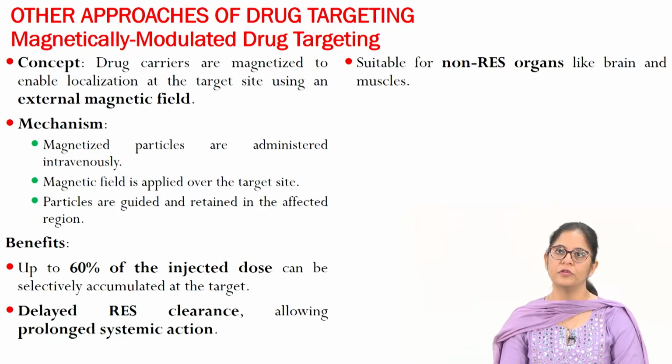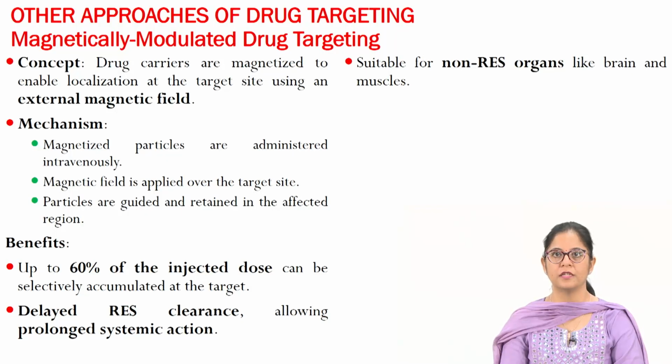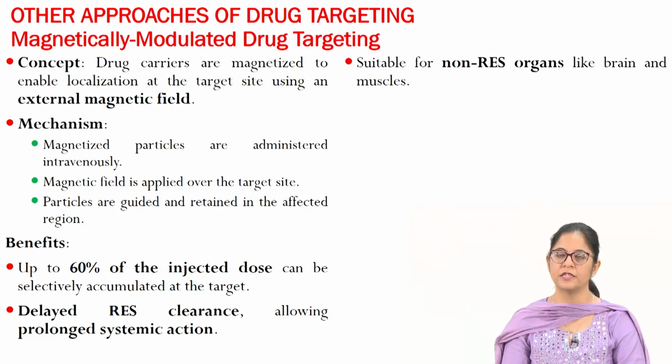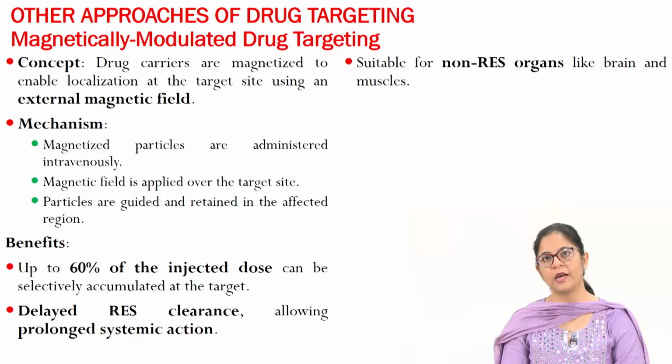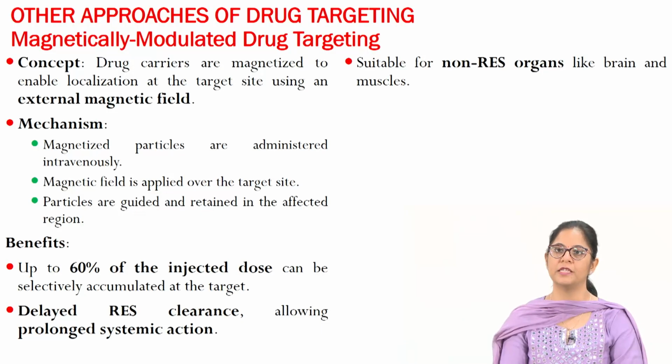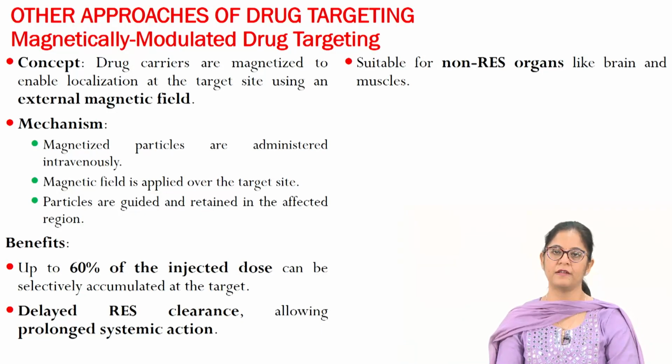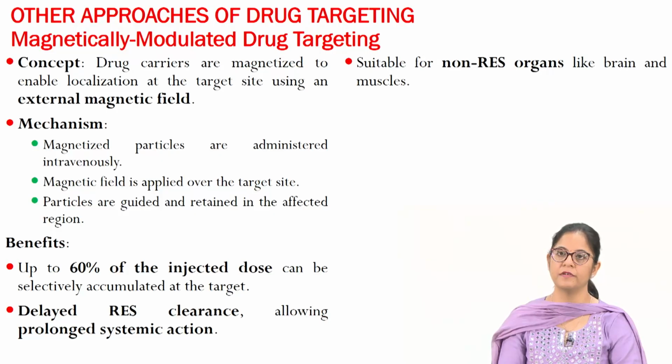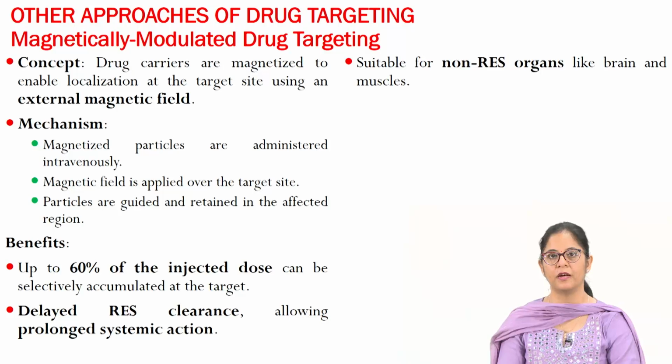So, another approach for drug targeting is magnetically modulated drug targeting. The drug carriers are magnetized to enable localization at the target site using an external magnetic field. In this case, magnetized particles are formulated and administered intravenously. The magnetic field is applied over the target site and particles are guided and retained in the specific area.